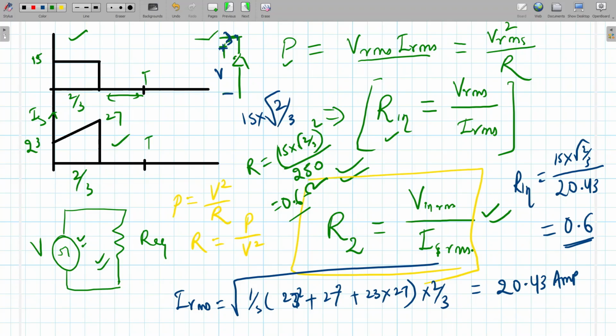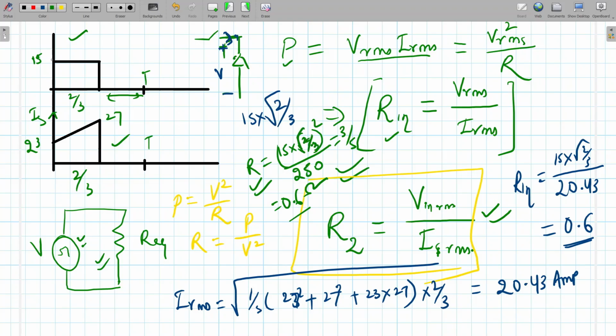0.6 is correct. Everyone has calculated this one? Sir, I got 0.2. One second, I will also calculate once. 15 into root 2 by 3, whole square, divided by 250. It will become 3 by 5, which means 0.6. Anyone got this answer? 15 into root 2 by 3.